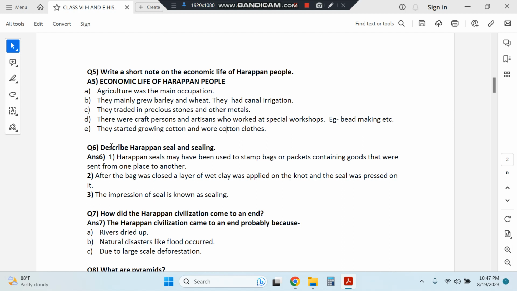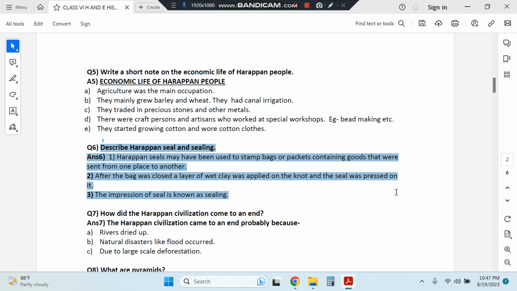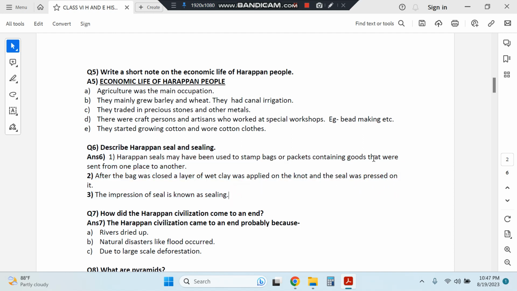Now, describe Harappan seal and sealing. Sixth question. Harappan seals may have been used to stamp bags or packets containing goods that were sent from one place to another, just the way seals are used even today. After the bag was closed, a layer of wet clay was applied on the knot and the seal was pressed on it. The impression of the seal is known as sealing.